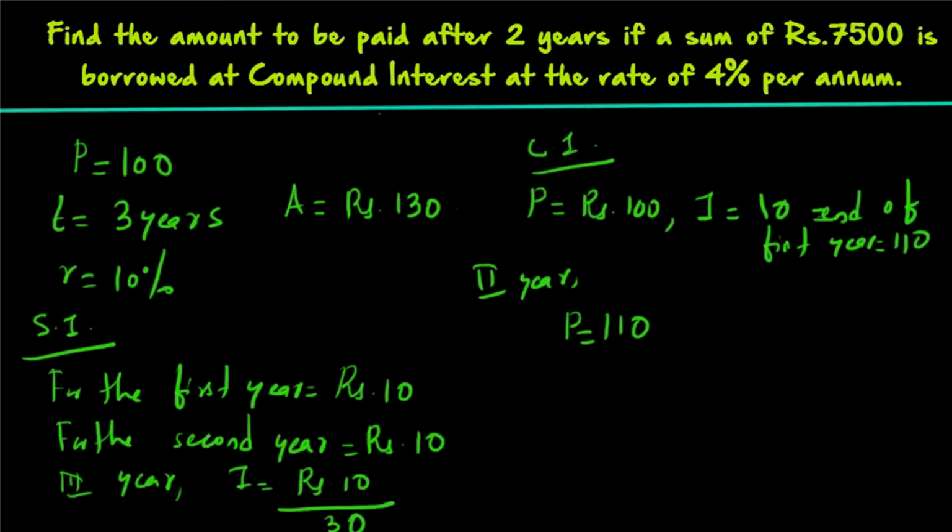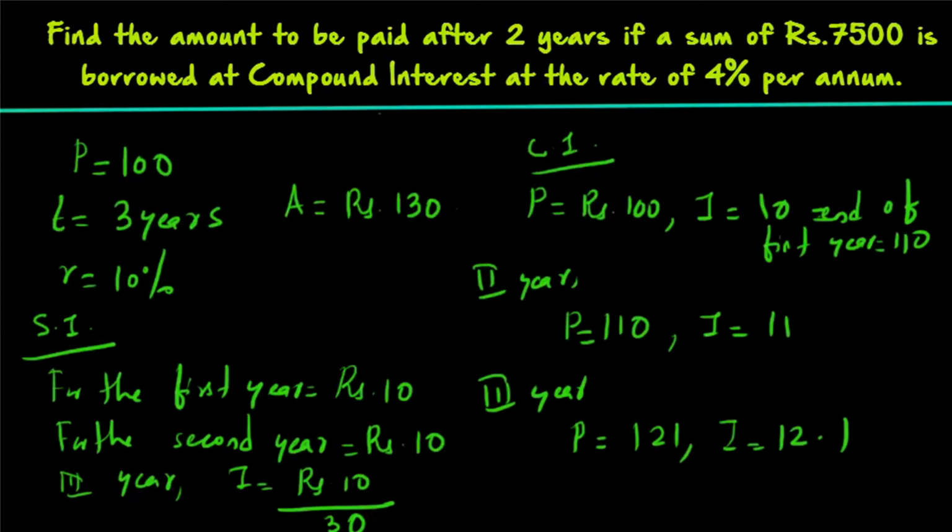It will be the new principal for computing the interest for the second year. For the second year we get P equal to 110 and therefore the interest will be rupees 11. And when it comes to the third year, the principal will be 110 plus 11, the old principal and the interest acquired for the second year. So 110 plus 11 is equal to 121. So for the third year, P is equal to 121 and so we will be getting interest as 12.1 rupees. 10% of 121 is 12.1.